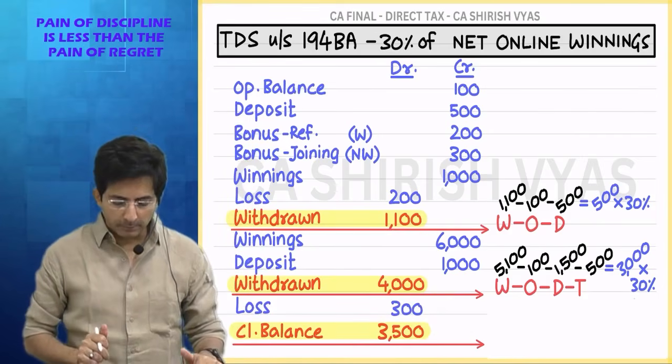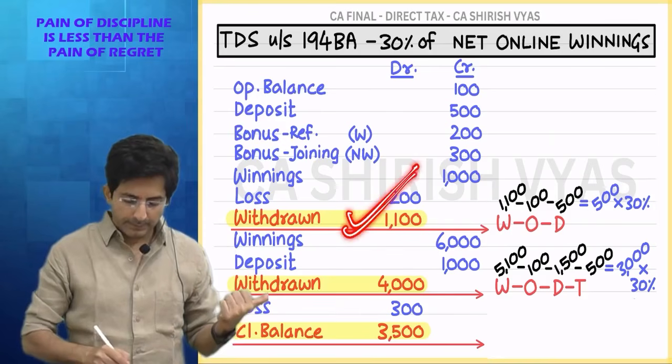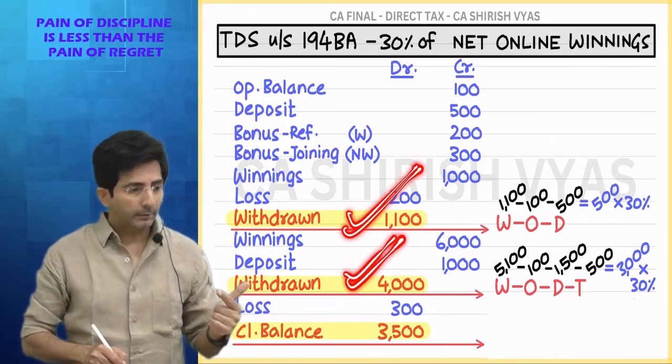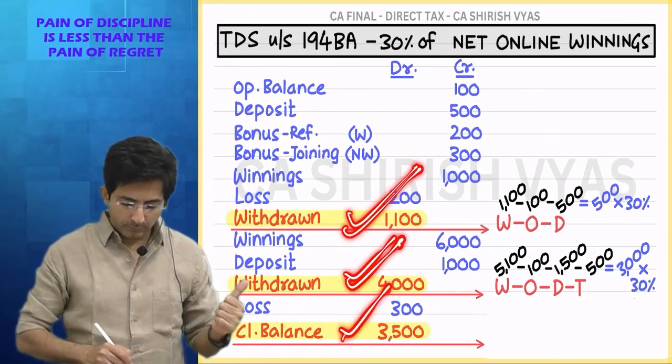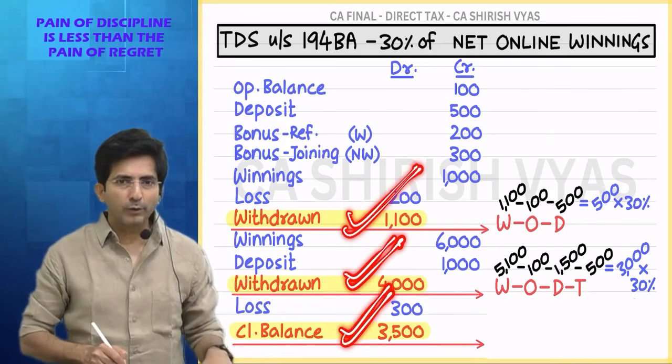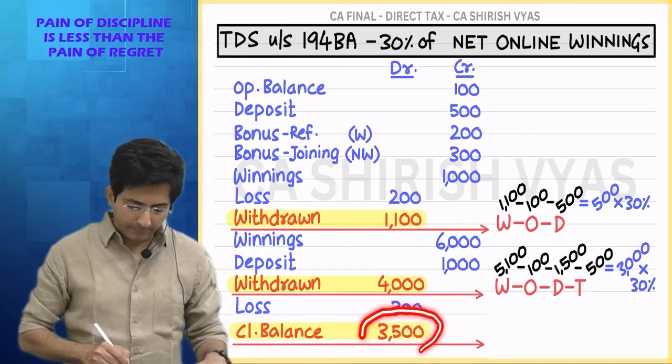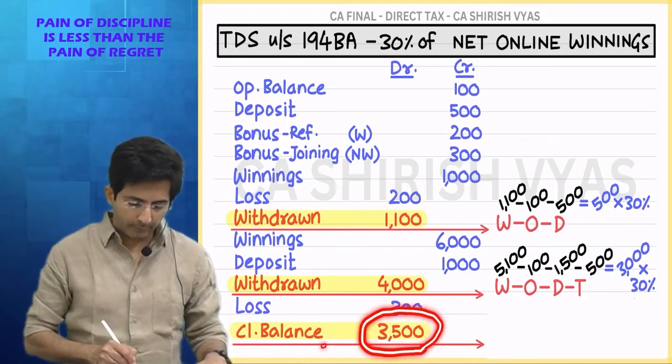So tell me now, what is my total withdrawal? 1100 withdrawn, 4000 withdrawn, cumulative, and 3500 although not withdrawn but deemed to be withdrawn. But wait, tell me, can I withdraw 3500 if I really want?